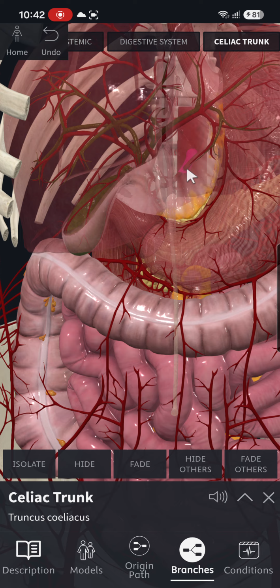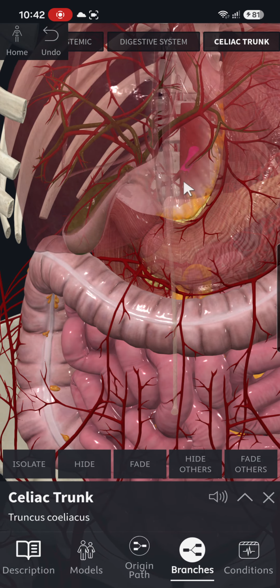Now, let's get into the celiac trunk. The celiac trunk bifurcates or trifurcates into three main branches. One of them on the left here is the left gastric artery. Then, the middle one right here, splenic artery. And then, the one on the right is the common hepatic artery. So we have three branches: left gastric, splenic, and then common hepatic artery, okay?